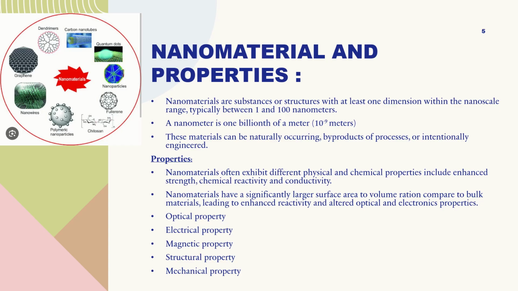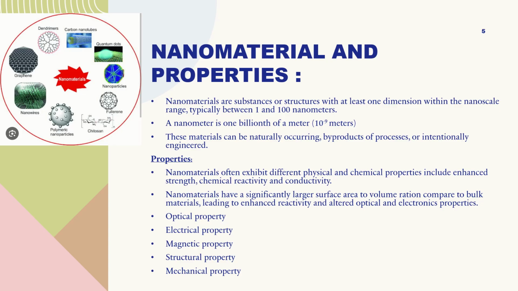Next, the electrical property. The electrical conductivity of a material is altered when it is reduced to nano size. It is possible to invent nanomaterials having desired conductivity. For example, in ceramics, the electrical conductivity increases with the decrease in nanoparticle size. In metals, electrical conductivity decreases with increase in nanoparticle size.